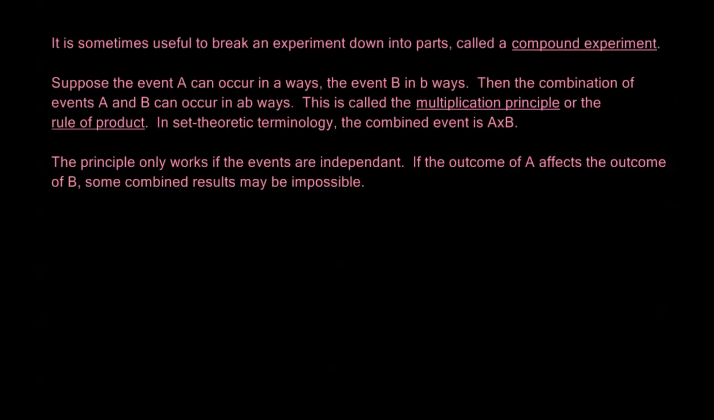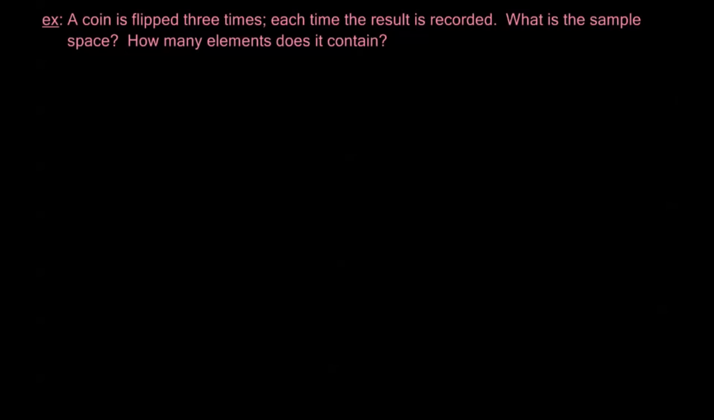All right, so let's have an example where we have independence. So for example, a coin is flipped 3 times, and each time the result is recorded. So what is the sample space, and how many elements does it contain? So first, the sample space, S, is going to be all possible combinations of heads and tails in all of the different orders, right? We're recording it each time we flip the coin. We're recording if it's heads or tails.